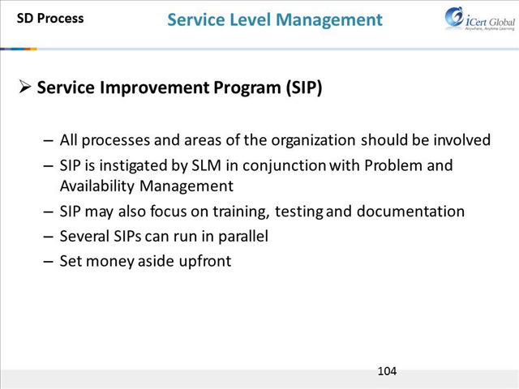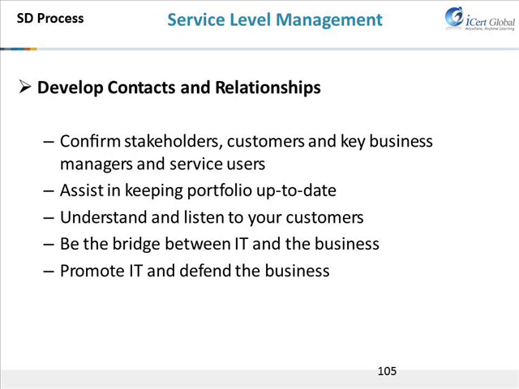Develop contacts and relationships. It is very important that SLM develops trust and respect with the business. The service catalog provides the information that enables SLM to understand the relationships between the services and the business units. It should also provide the information on all the key business and IT contacts relating to the services.